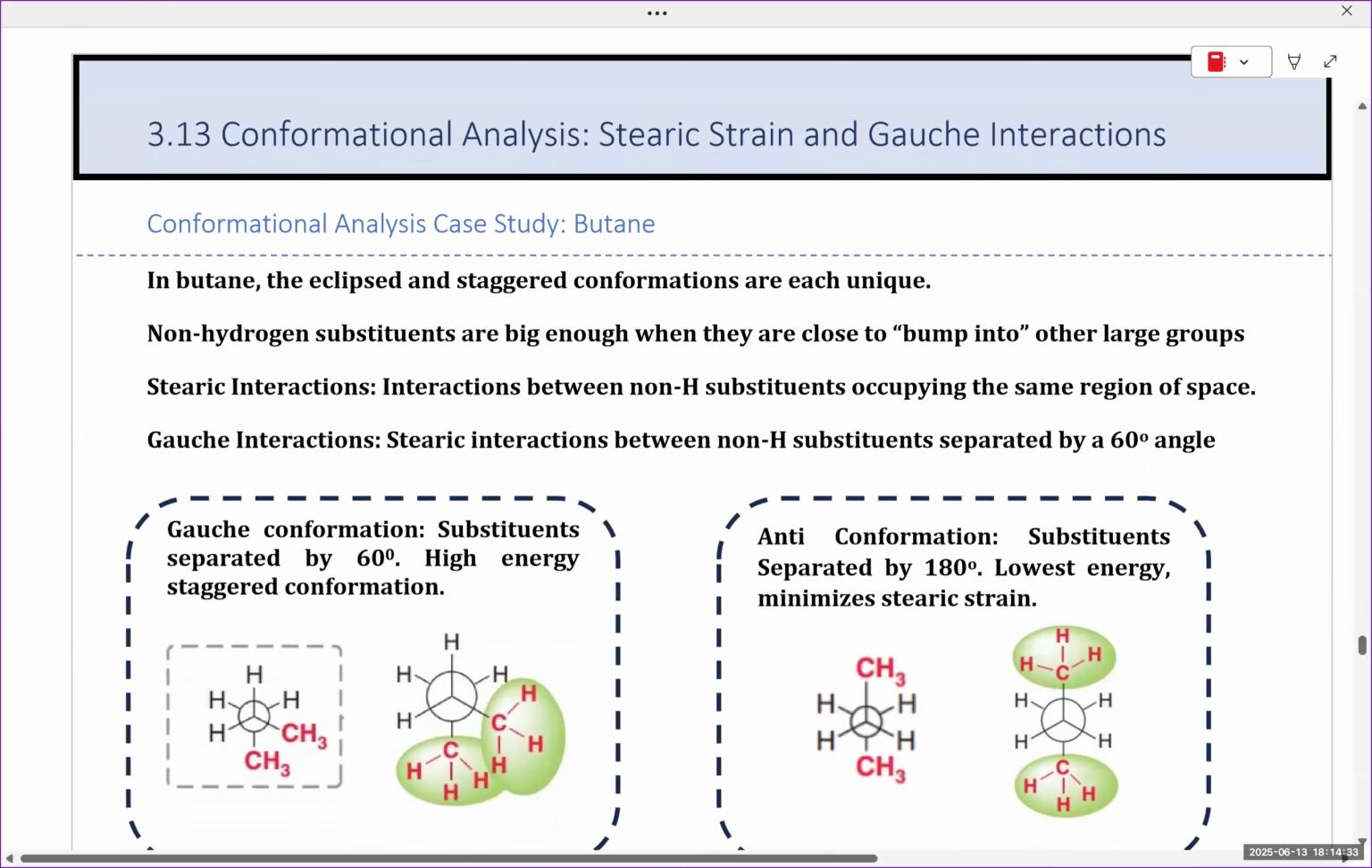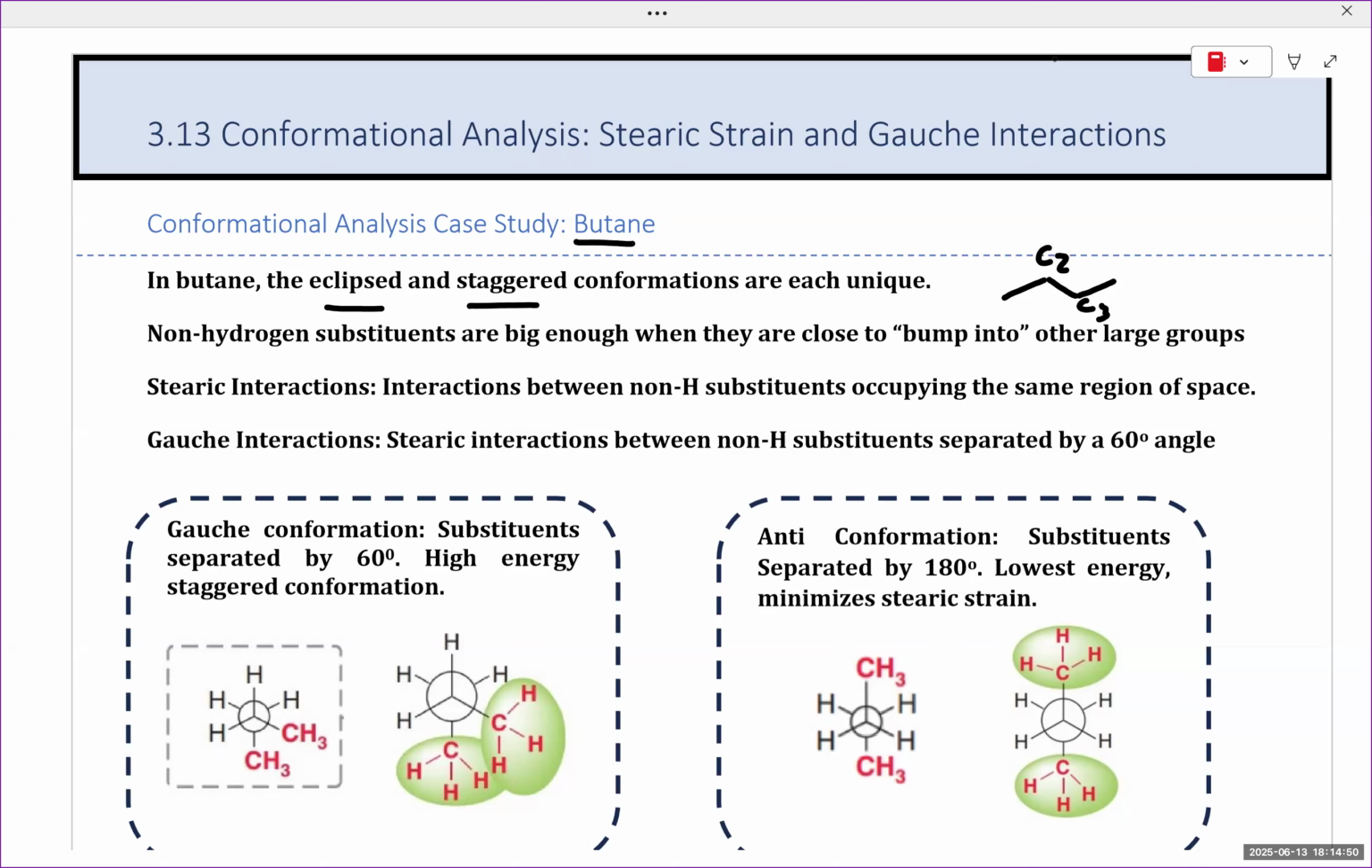So let's talk a little bit now about steric strain and gauche interactions. And to do this, we're going to look at butane. So in butane, which is a 4-carbon chain, we're going to look down C2-C3. In butane, the eclipsed and staggered conformations are each unique. And when we have non-hydrogen substituents, such as these methyl groups, they are big enough that when they are close, they can bump into other large groups. We call these interactions steric interactions, which are interactions between non-hydrogen substituents occupying the same region of space.